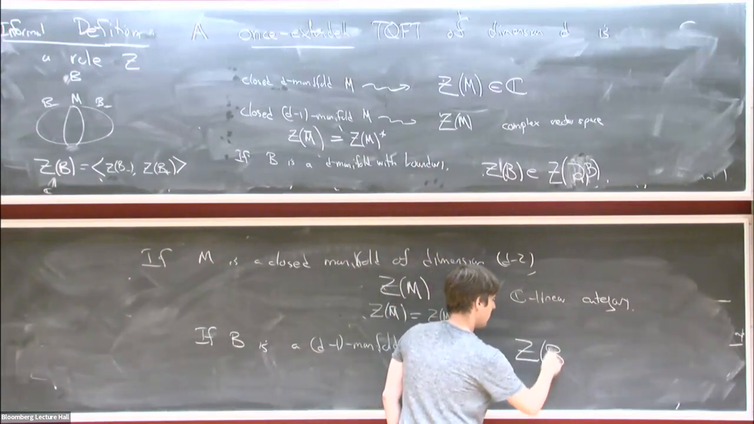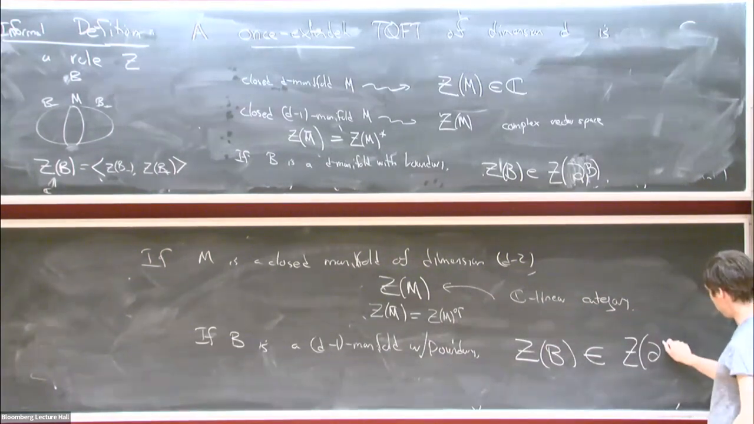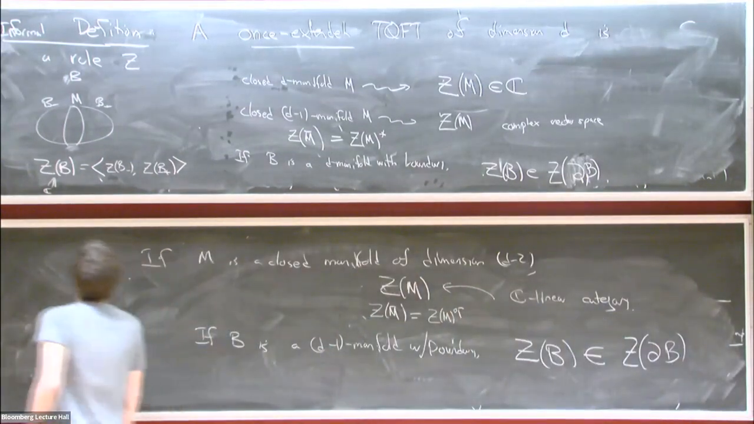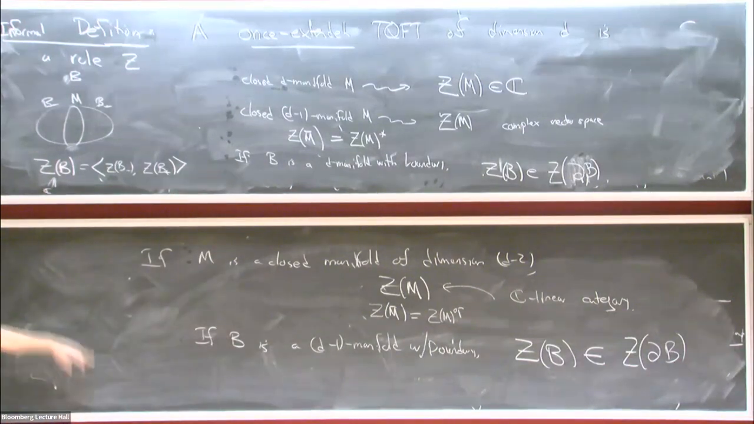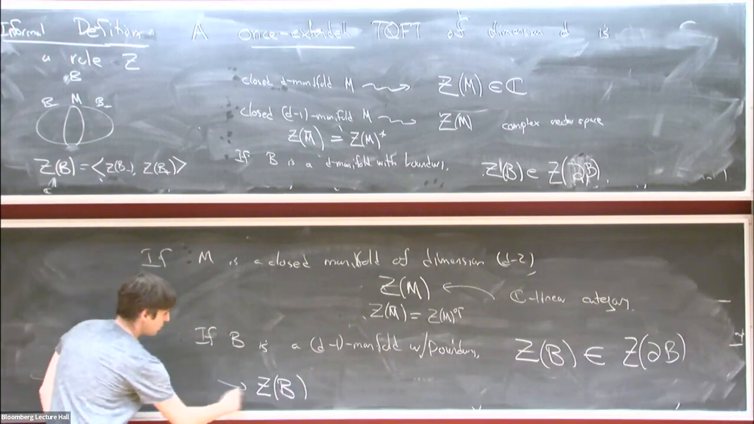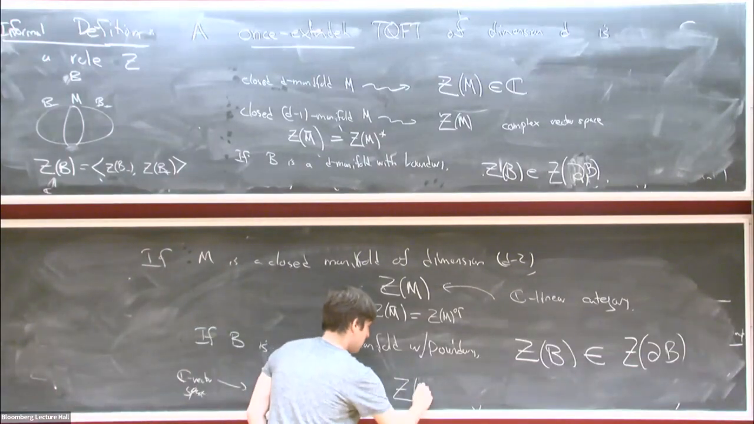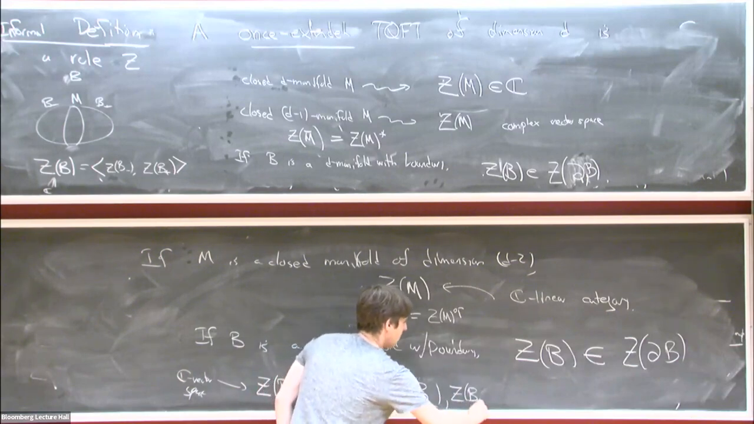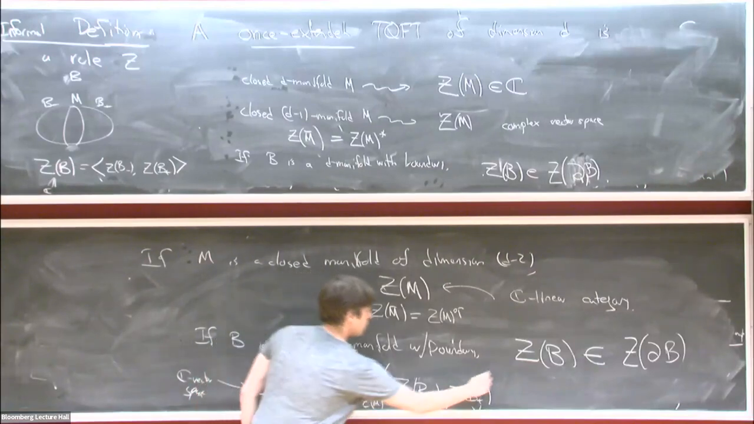you can associate to it an object, which I'll write as Z of B. This is now an object in the category that you associate to the boundary of B. And you have a compatibility similar to this of what's happening on this line and what's happening on line two. Namely, if B is a manifold of dimension D minus one, and you've cut it into two pieces, well, then you should be able to compute Z of B, which is now a complex vector space, by taking these objects, Z of B minus and Z of B plus, and pairing them together somehow. And in this case, the somehow means you consider Homs between them in this category Z of M.